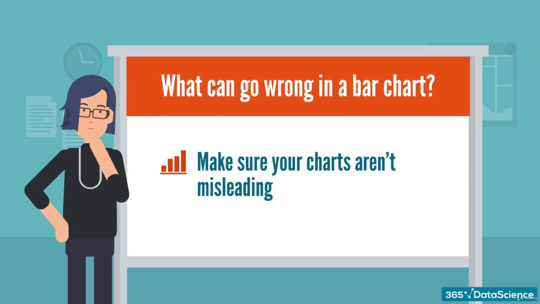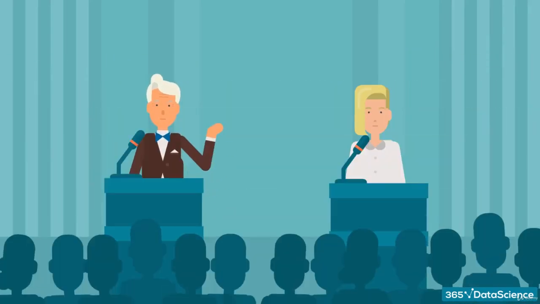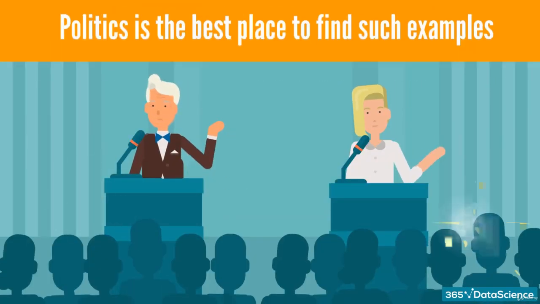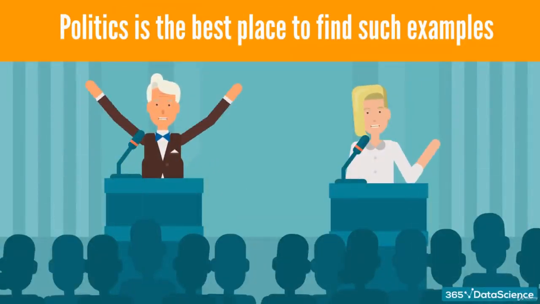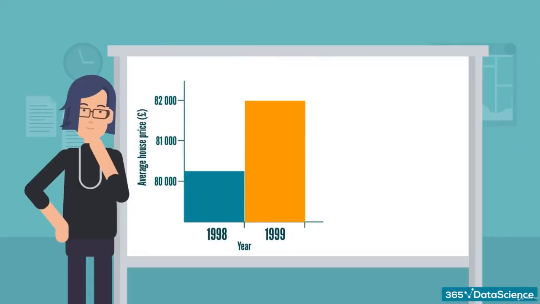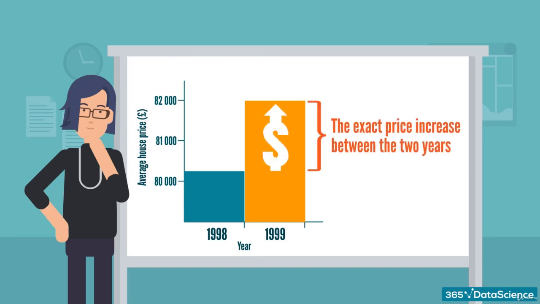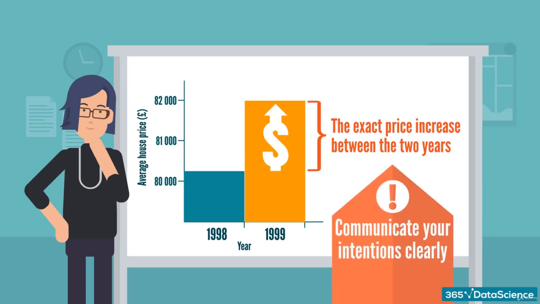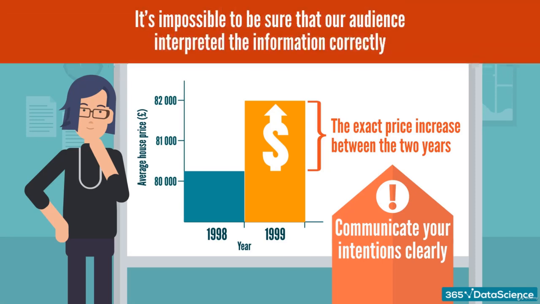Such misinformation can also be intentional. This is especially common in political races, where candidates aren't shy to mislead the audience. As a side note, we can, of course, present the first chart with an altered axis scale, if we wanted to show the exact increase in dollar price between the 2 years. However, we need to communicate clearly that this was our intention. Be mindful that even then, it's impossible to be sure that our audience interpreted the information as we intended.